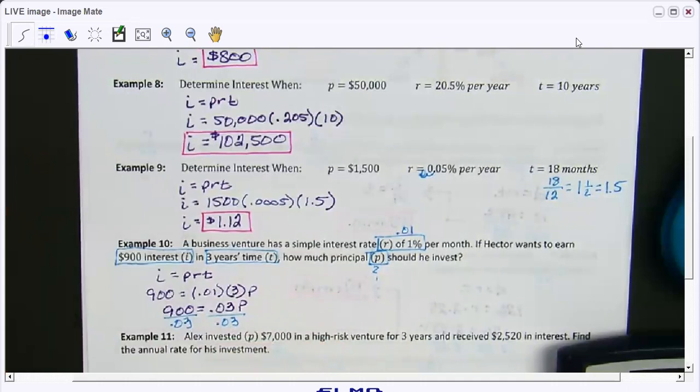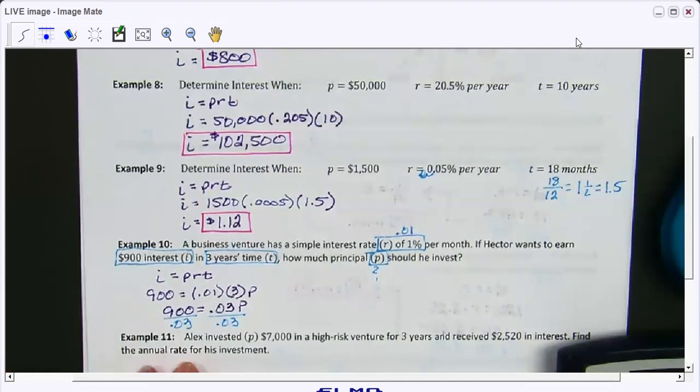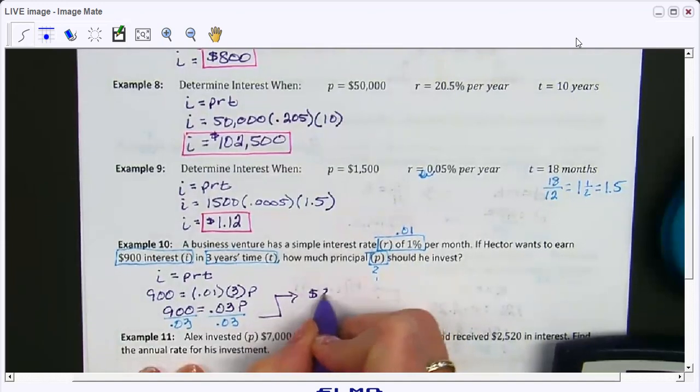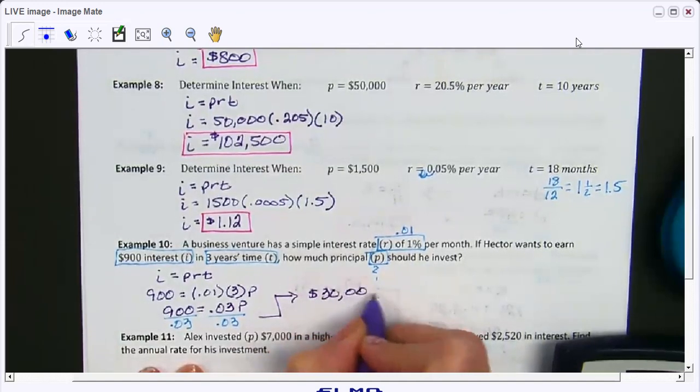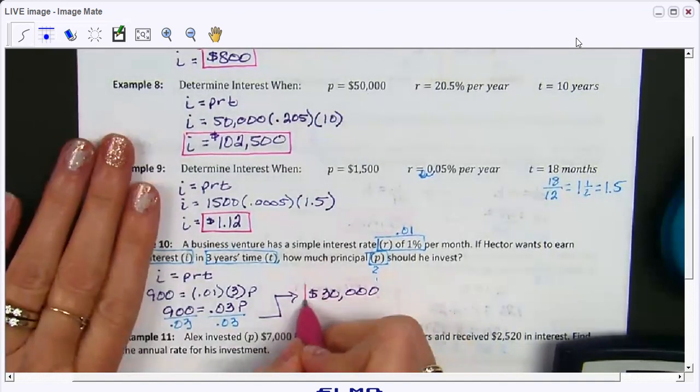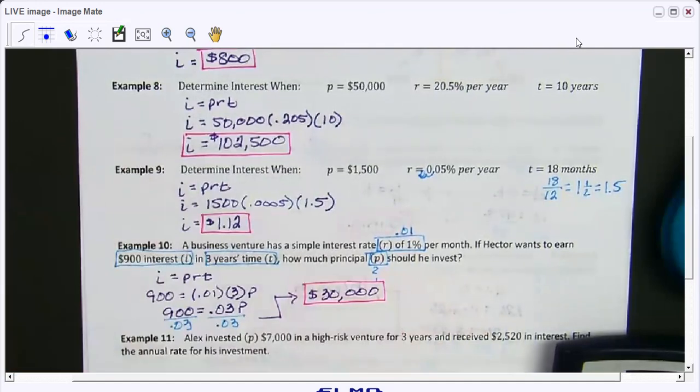Now, should our principal be greater than our interest? Yes. So if we come up with a number that's smaller, we've done something wrong. So we're going to take 900 divided by 0.03, and we get 30,000. What does that 30,000 represent, besides principal? The starting amount. Yes, that's how much they put into the bank to begin with.